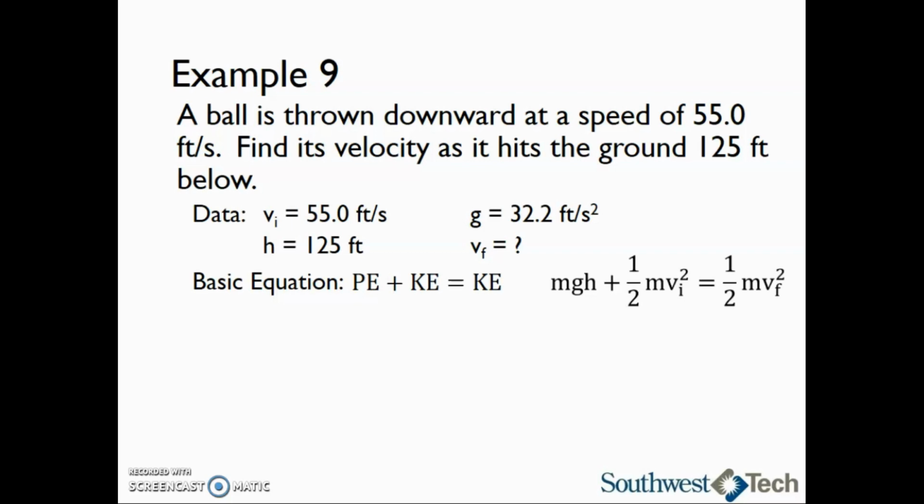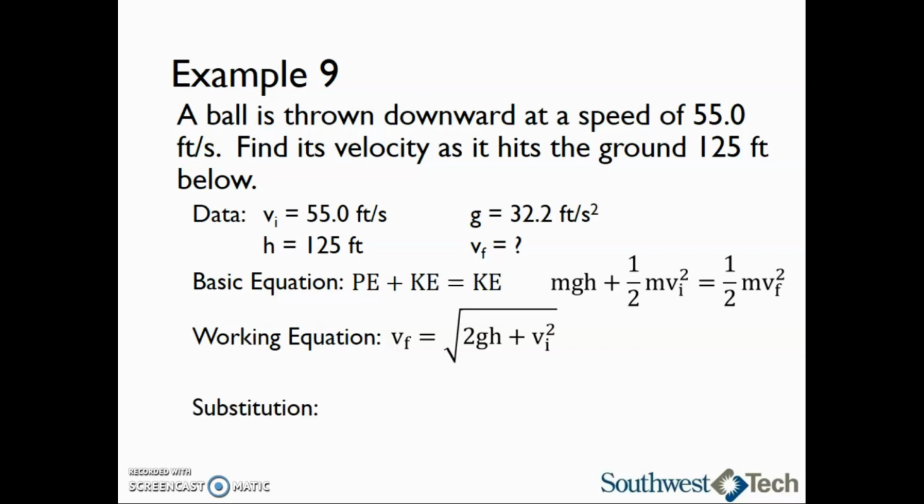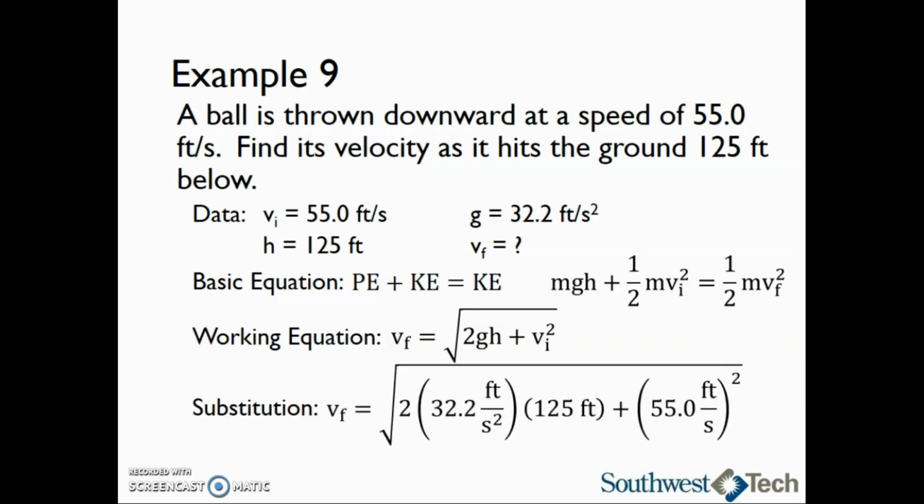We need to rearrange this to solve for vf, so we will multiply both sides by 2 and then take the square root. This gives us a working equation of vf equals the square root of 2 times g times h plus vi squared. Next, we can substitute all of our data to see that vf equals the square root of 2 times 32.2 feet per second squared times 125 feet plus 55 feet per second, squared.